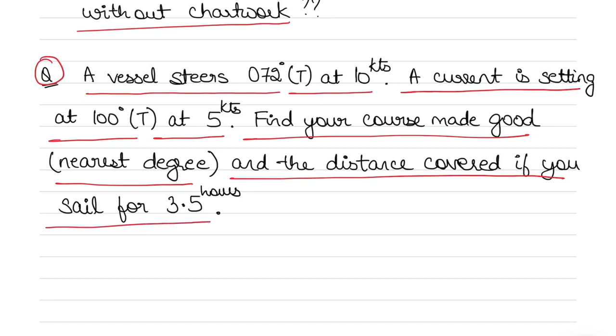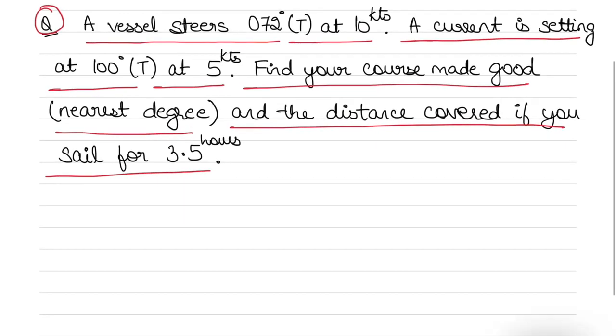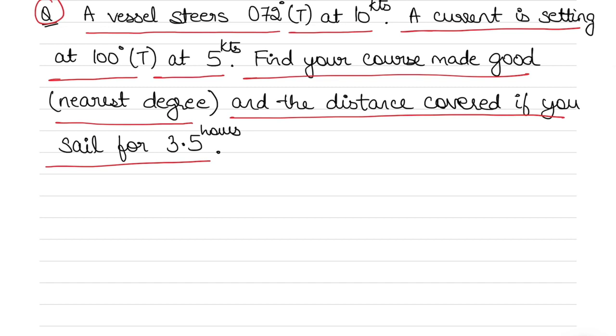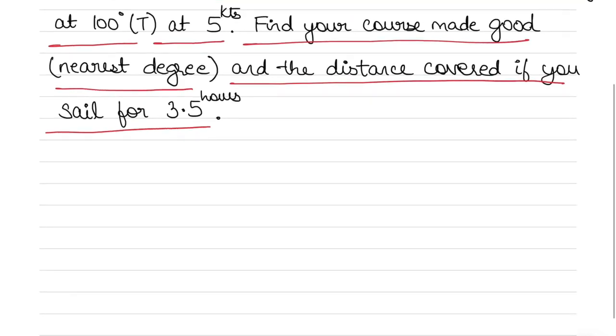So remember, this is very important here to understand that the speed of the vessel and the current's rate is given per hour, but you have to find the course made good and the distance covered if the vessel sails for 3.5 hours. All right, so let's start firstly by drawing a diagram. We don't use a chart, of course, but we'll draw a diagram, and this is the most critical part of you understanding this question and then being able to solve it.